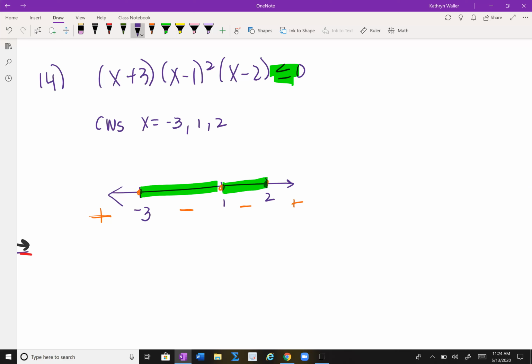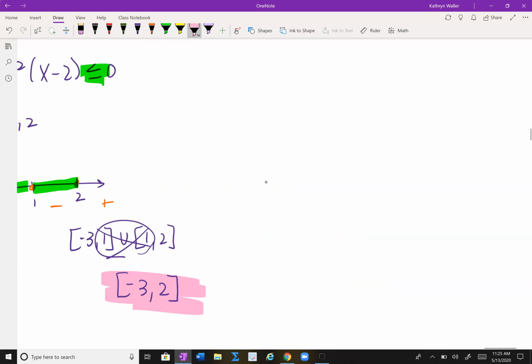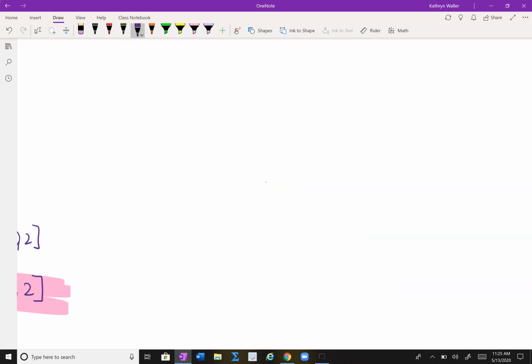So some people do this. They go -3 to 1, close with a bracket, union 1 to 2, close with a bracket. But the 1 close with a bracket means it includes the 1. So if it includes it, you don't even have to talk about it. You just say everything between a -3 and a +2. So you go -3, +2, close with a bracket, done. Okay, here's 15.